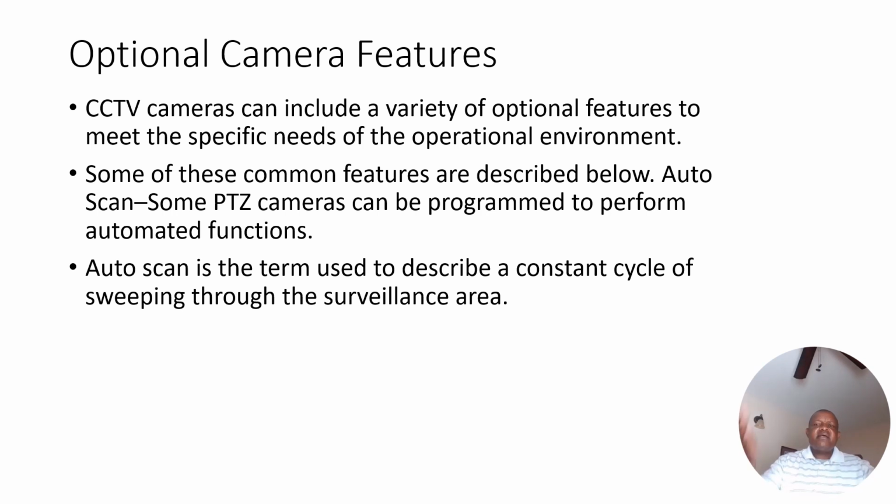We have seen several types of cameras. First of all, we have seen two categories: fixed and pan, tilt, zoom cameras. And then we have seen details of fixed cameras. We have seen bullet, zoom, and thermal cameras and everything. Now we are looking at optical features. CCTV cameras can include a variety of optical features to meet the specific needs of the operational environment. Some of these common features are described below.